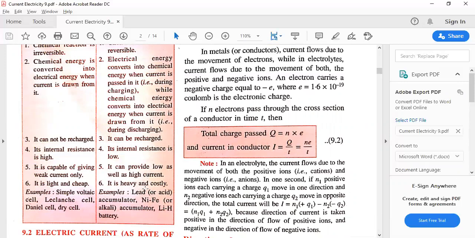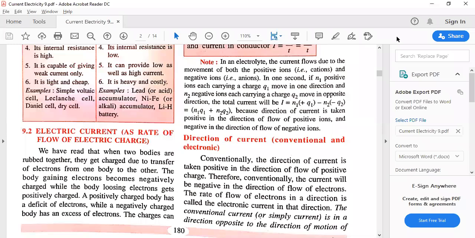It is heavy and costly. If you see the battery of a car, it's very heavy. So it's a lead acid accumulator or nickel iron, or you can say alkali accumulator, or lithium hydrogen battery.